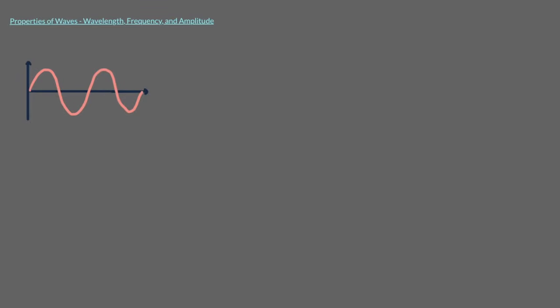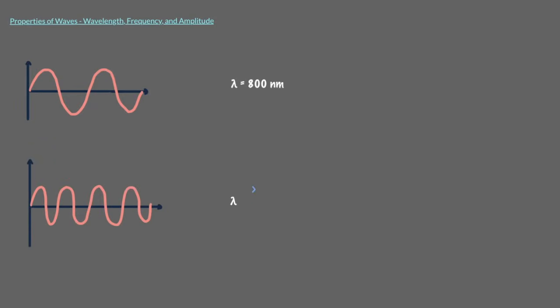Let's suppose this wave has a wavelength of 800 nanometers. Would the second wave have a wavelength greater than, smaller than, or equal to 800 nanometers? That's right. The wavelength of the second wave is smaller than 800 nanometers because its crests are closer together than in the first wave. Now let's move on to the next property, frequency.